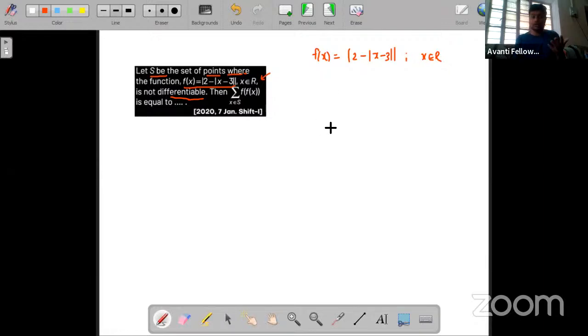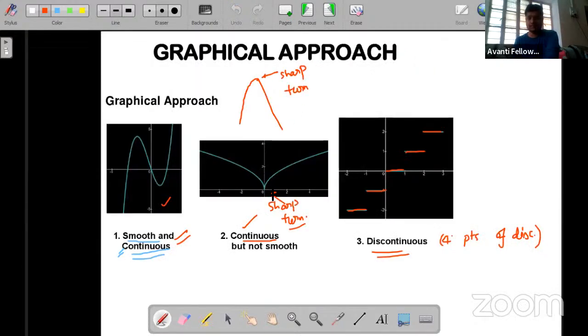So what is the meaning of this? It means if a function has a sharp turn, that means the function is continuous, but the function is not differentiable, because we have learned that whenever we get a sharp turn, that means it is not differentiable.